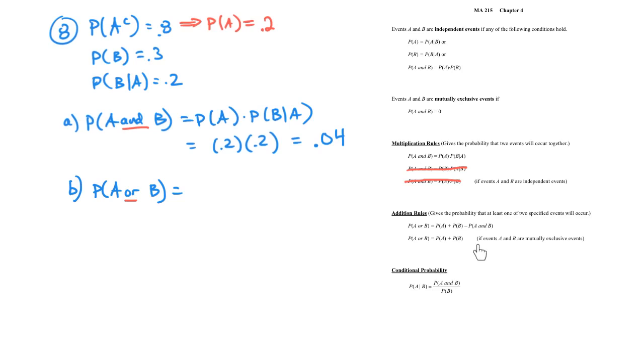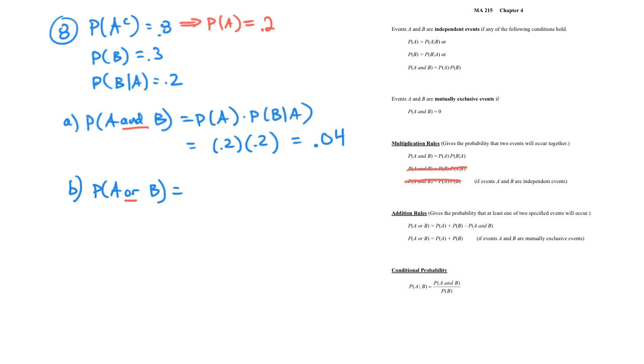If events A and B are mutually exclusive, and remember, mutually exclusive means that they cannot both happen together, that means the probability of A and B is 0. Well, we found something right here in part A. The probability of A and B is not 0. The probability of A and B is 0.04. So I can't use this bottom one. I have to use the top one.